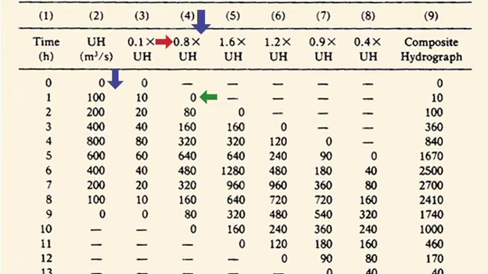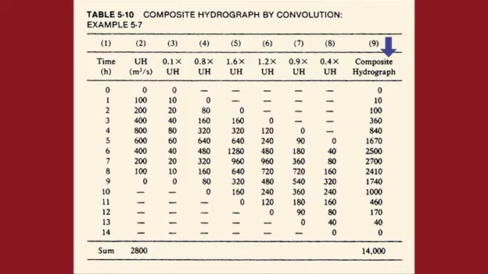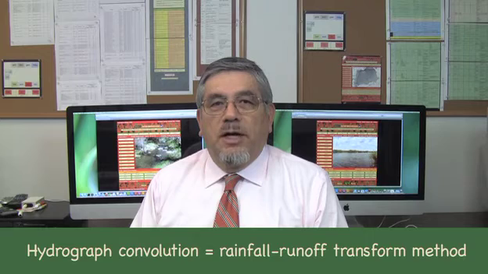The computational pattern established for columns 3 and 4 is repeated for columns 5 to 8. Column 9 is obtained by summing across columns 3 to 8. Column 9 is a composite hydrograph for the specified storm pattern. Unit hydrograph convolution is effectively a rainfall-runoff transform method, that is, a way of converting effective storm rainfall into flood runoff.